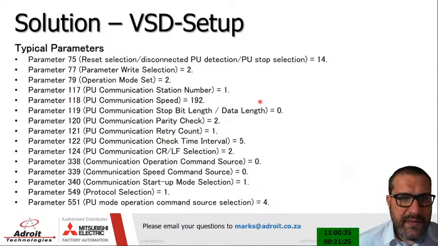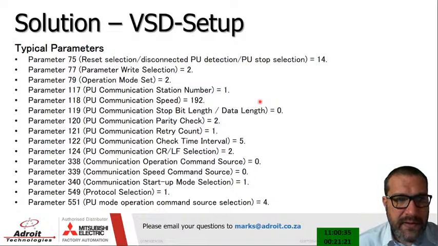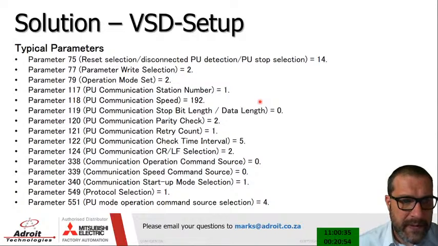So now we look at the VSD setup. Very important. These are the typical parameters that I would set up to get the PU port ready for Modbus communication. Okay. I'm not going to go through all of them with you. The ones that are very important is parameter 79. Okay. Parameter 117, that's the actual station number that you're communicating with. With Modbus, that's extremely important. Okay, if you don't know which station you're talking to, you're not going to be able to communicate with that station at the end of the day.